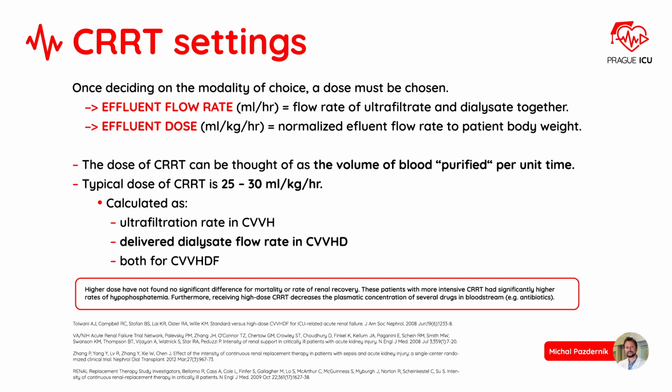The dose of CRRT can be thought of as the volume of blood purified per unit time. Typical dose of CRRT is 25 to 30 milliliters per kilogram per hour. It's calculated as ultrafiltration rate in CVVH, delivered dialysis flow rate in CVVHD, and both for CVVHDF.